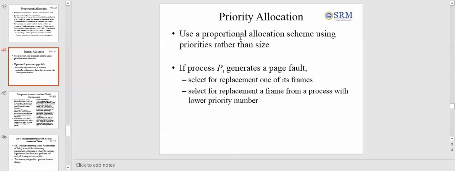It uses an allocation scheme using priorities rather than the size. If process Pi generates a page fault, remember the page replacement algorithm, it selects a replacement from one of its own frames or selects a frame from a process with the lowest priority. So far we have seen equal allocation, proportional allocation and priority allocation. These three are the important frame allocation algorithms.